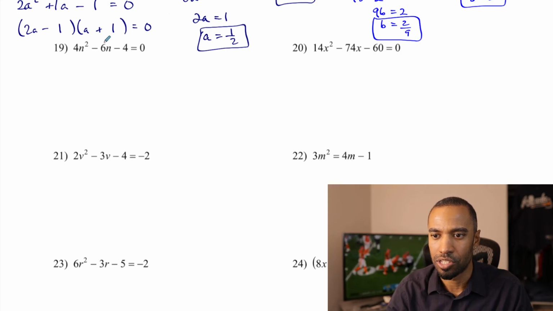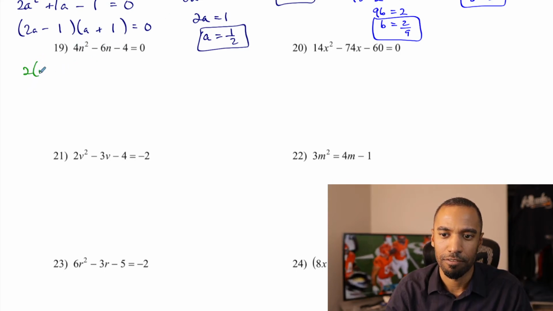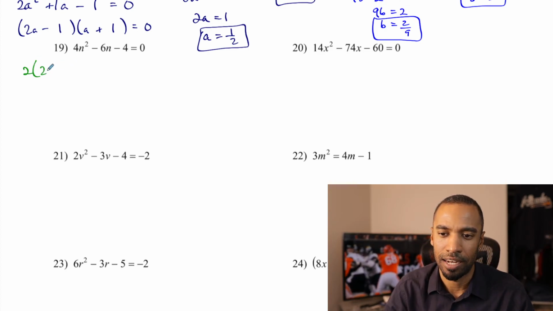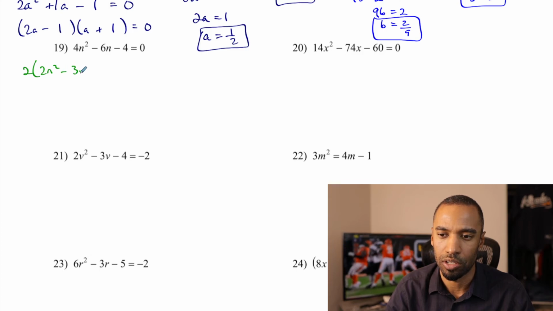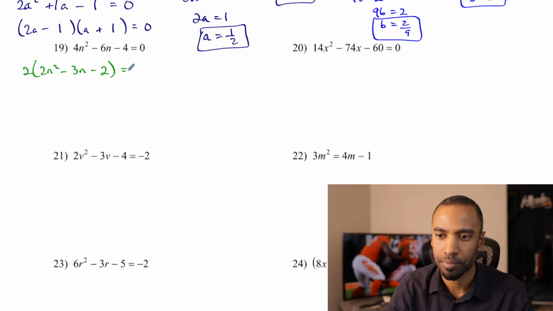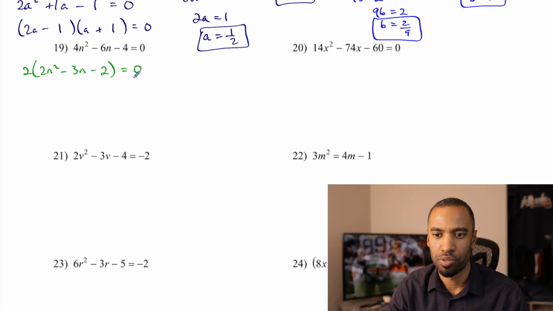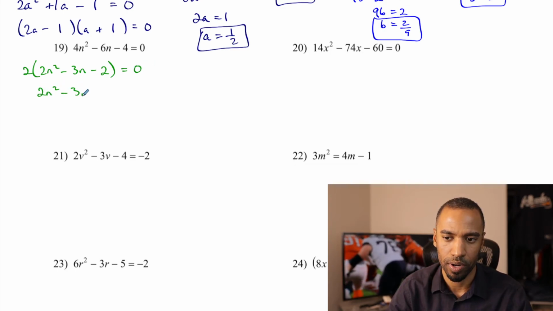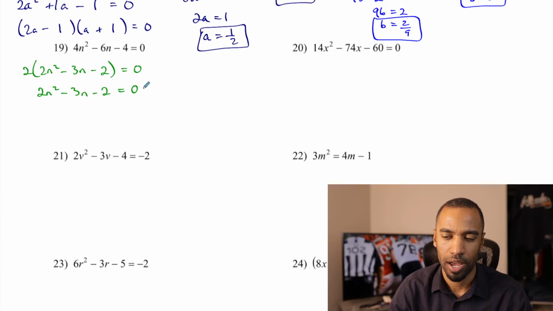Good. Let's go ahead and see common factors. We can factor a 2 out of here. And if I factor a 2 out of here, I could also divide both sides by 2, which I'll do here in just a moment. If I divide both sides by 2, the 2 goes away here, and 0 over 2 is 0, so you're left with 2n squared minus 3n minus 2 equals 0. Let's go ahead and try and factor this one.